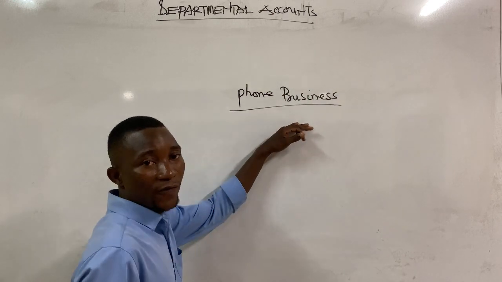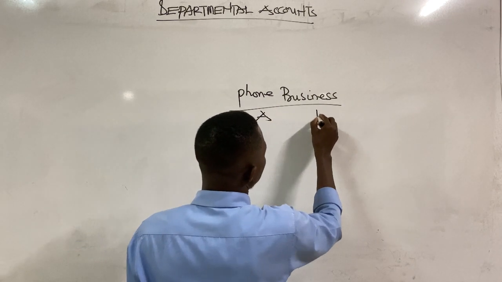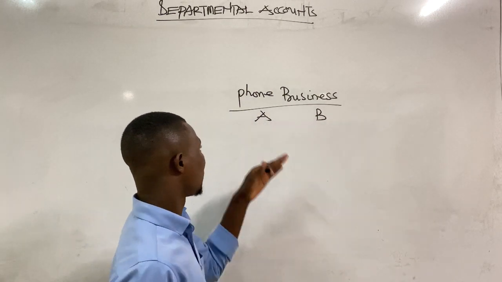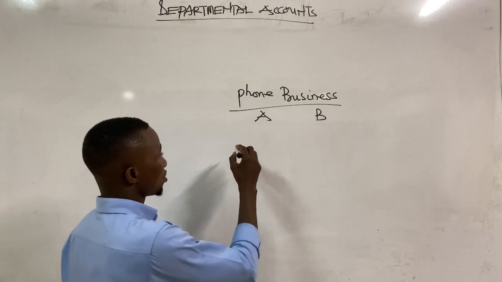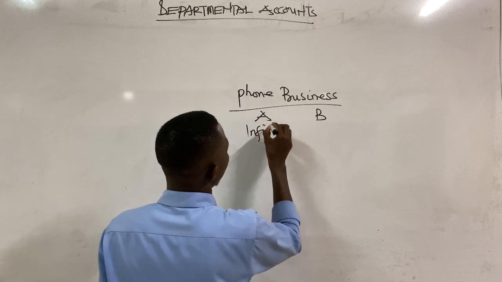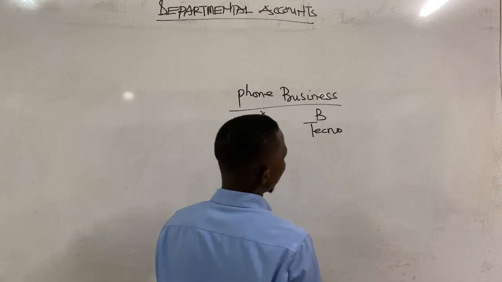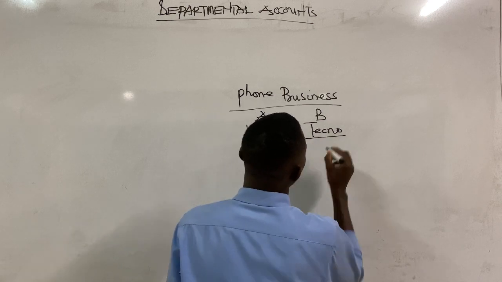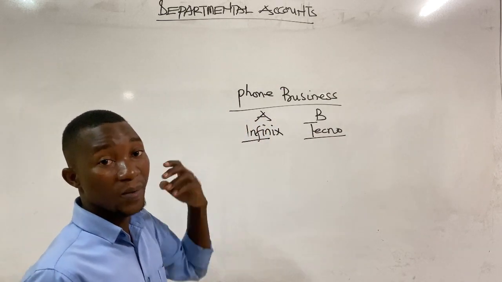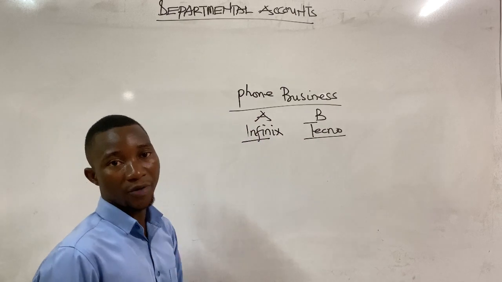Within this phone business, you have different departments. Let's say you have department A and department B, and it could be more than two departments. Department A deals with Infinix, and department B deals with Techno phones. What we are saying is that these two departments will be preparing a departmental income statement separately.